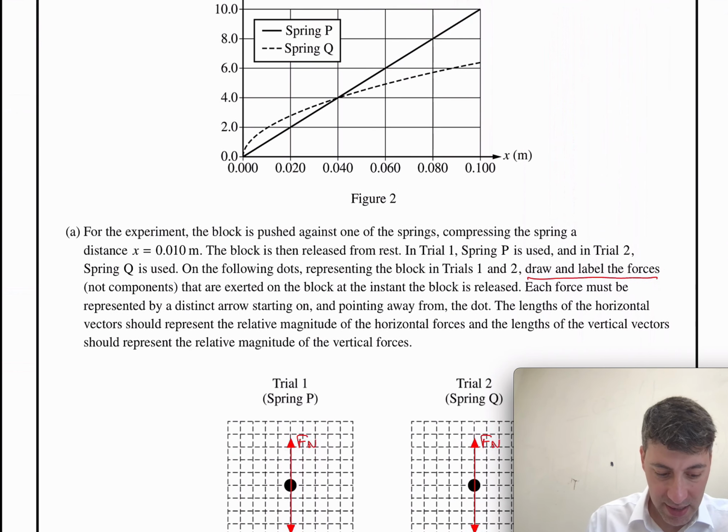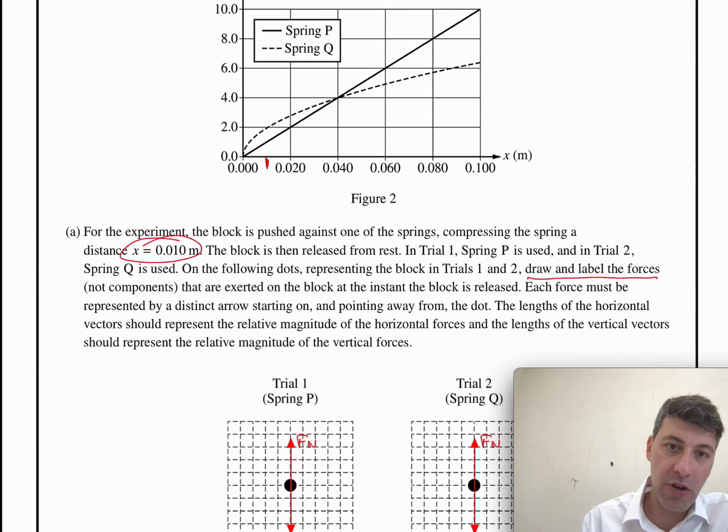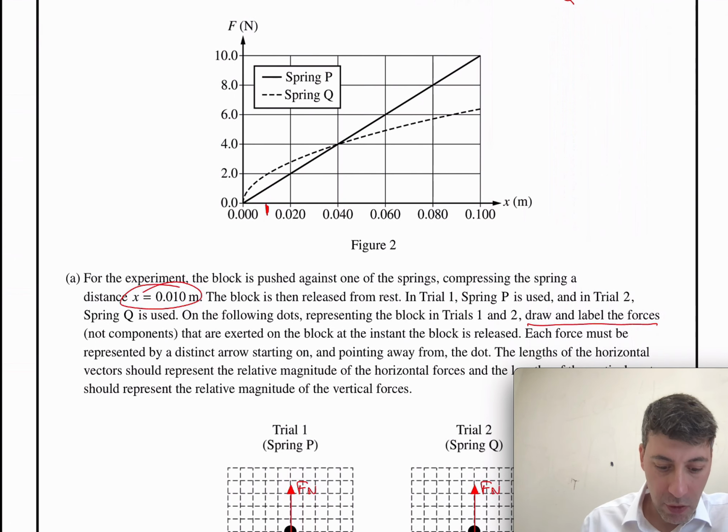The spring is compressed at a distance 0.01 meters. So if we try to find this value, 0.01 meters is exactly in the middle between 0.0 and 0.02, we can see clearly on the graph that the spring P, which is the bold line, applies a relatively small force, and the spring Q, which is the dotted line, applies a relatively great force.